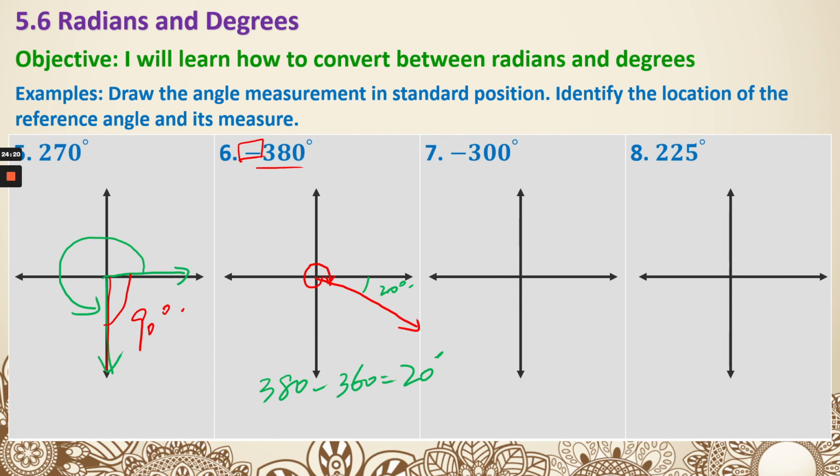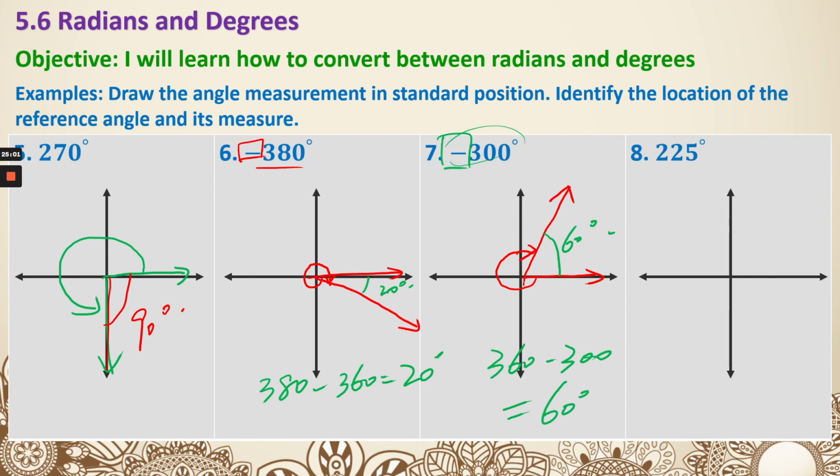That is number 6. Number 7, negative 300 is between 270 and 360, but it's negative, so I'm going to need to turn the other way right here. And then going negative, first let's get to 270. I need a bit more, so it's going to be around here. And that is the actual angle. So that means my reference angle is going to be down here with the x-axis. That is 360 minus 300, which is 60 degrees.